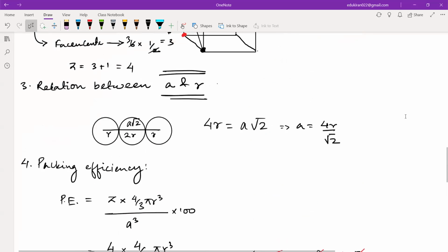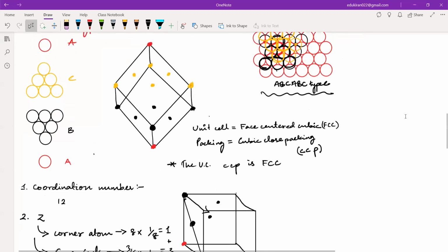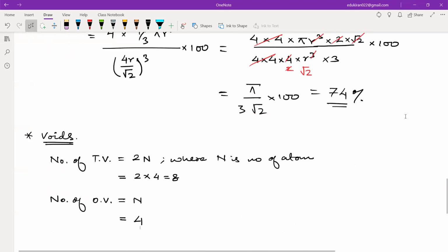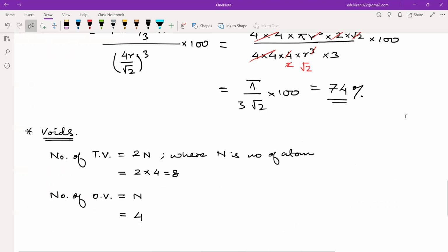So these are the things that you had to know: the coordination number, the Z, the relation between a and r, the packing efficiency, and the number of voids. So please write the number of voids, and in the next class we will be learning about the AB type packing in 3D.